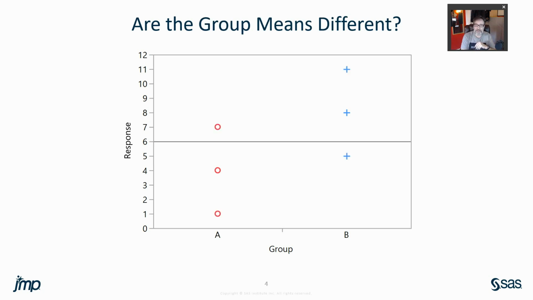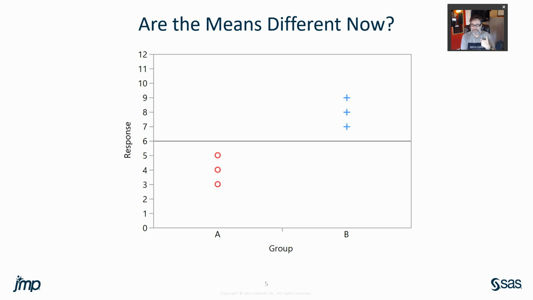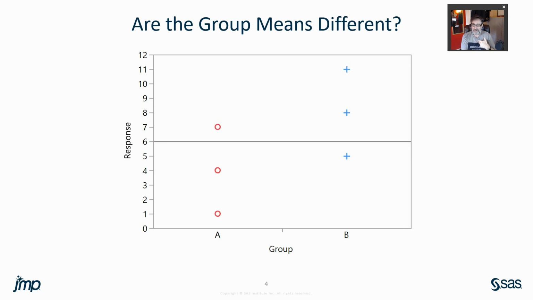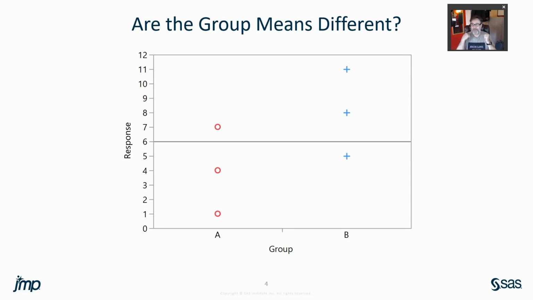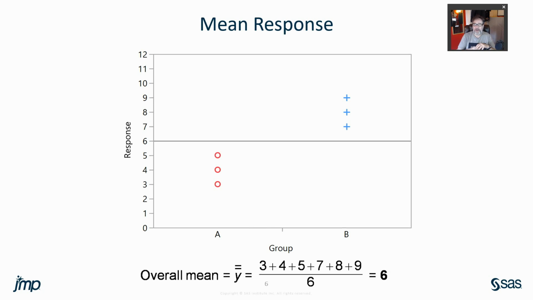But the key take-home, if you take nothing else, is that I hope you can sense that a group with a smaller variance leads to more confidence in these means being different in the population than having a big variance like that. That's really, really important. Moving along. First of all, we calculate the mean response. It's all of the values added together divided by 6, which equals 6. So that's our baseline.